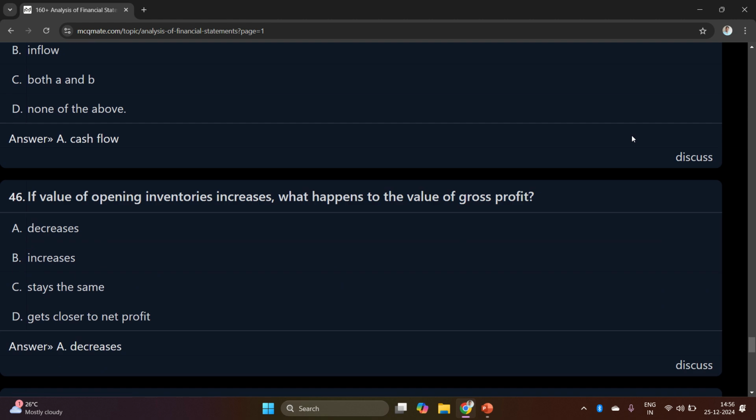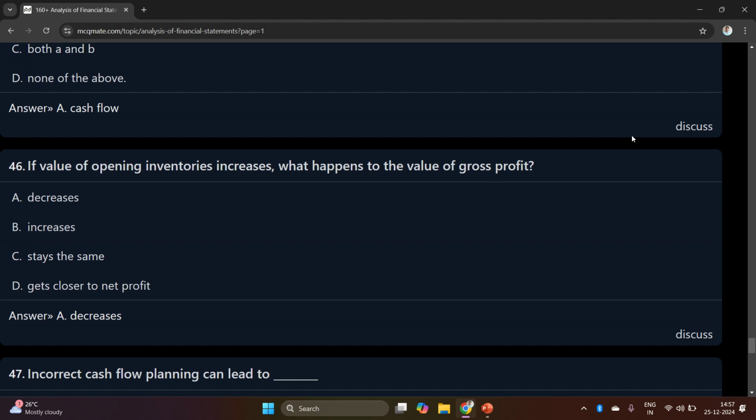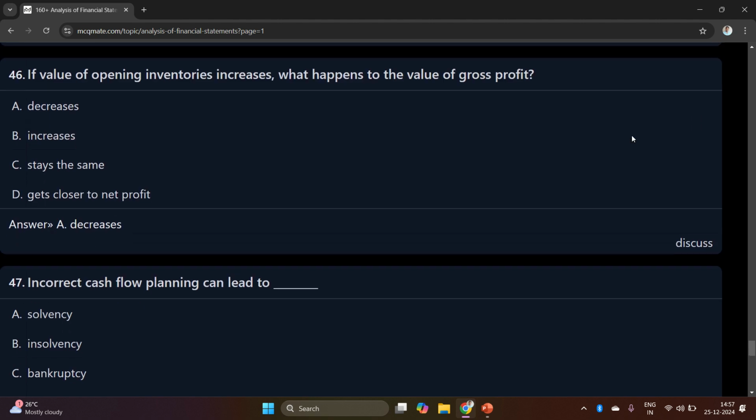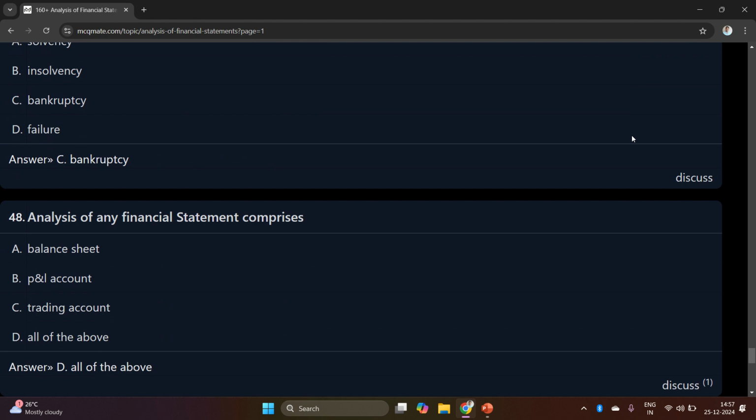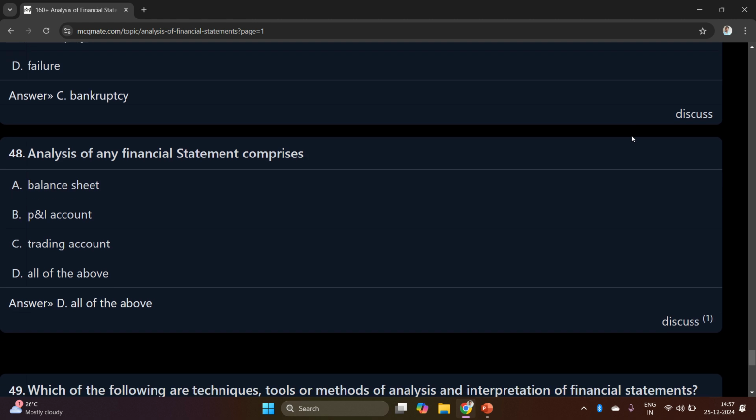If the value of opening inventory increases, what happens to the value of gross profit? Decreases. Incorrect cash flow planning can lead to bankruptcy. The analysis of any financial statement comprises the balance sheet, P&L account, trading account, all of the above.